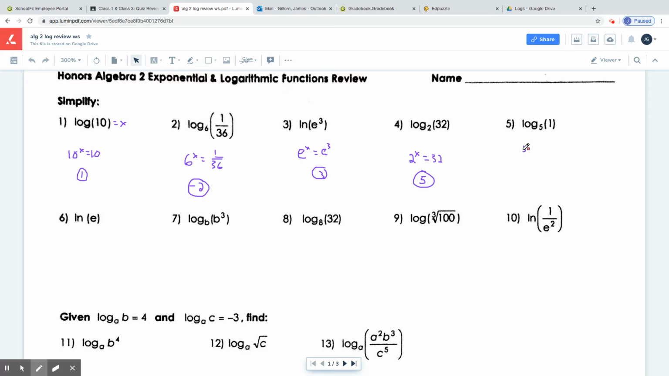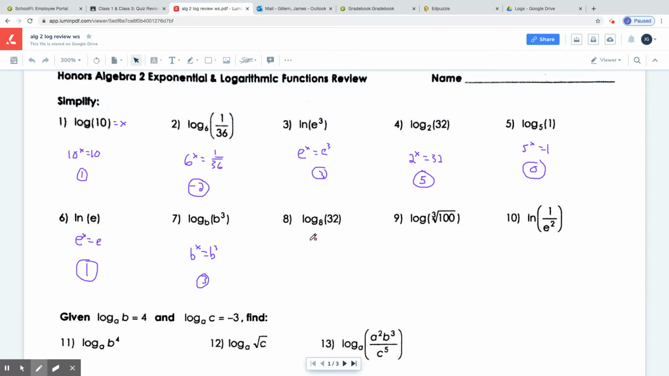All right. 5 to what power gives me 1? Well, that answer is 0. Log base anything of 1 is always 0. All right, natural log of e, you should know that right away, is 1. And if you don't know that, what's the base of a natural log? It's e. e to what power equals e? It would be the first power, so it's just 1. But you should recognize the natural log of e is equal to 1. All right, log base b of b cubed, what does that equal? Well, b, because it's the base, to what power equals b cubed? Well, 3.